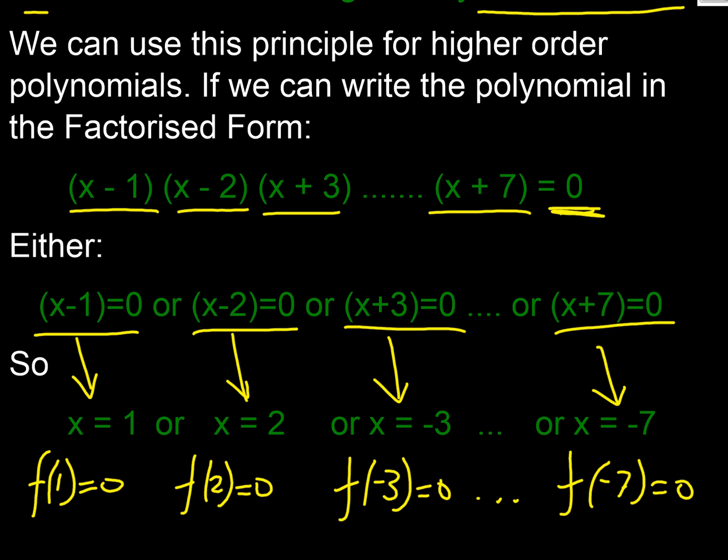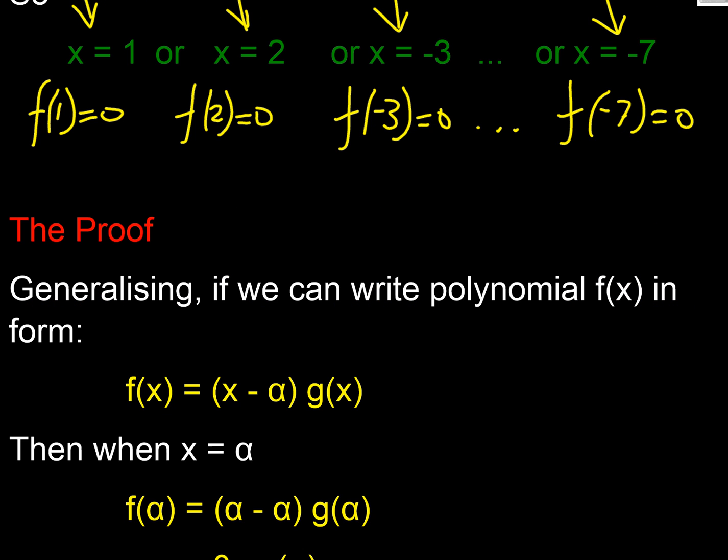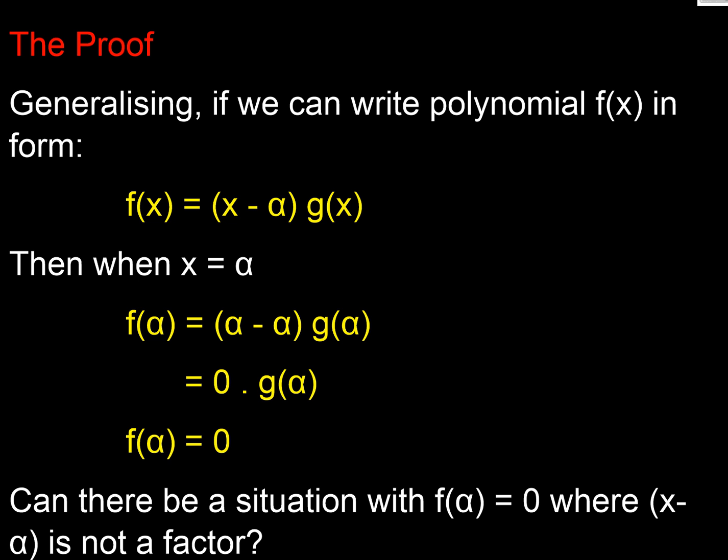So for any value, if we call that generalised alpha, then if f of alpha equals 0, then x minus alpha must be a factor. So let's have a look at that as a generalised proof.